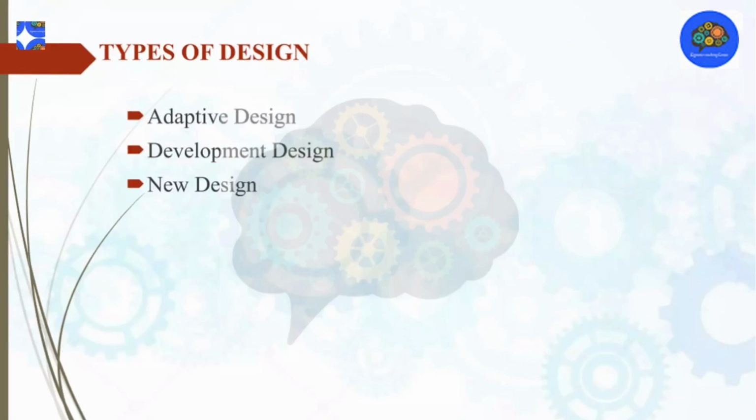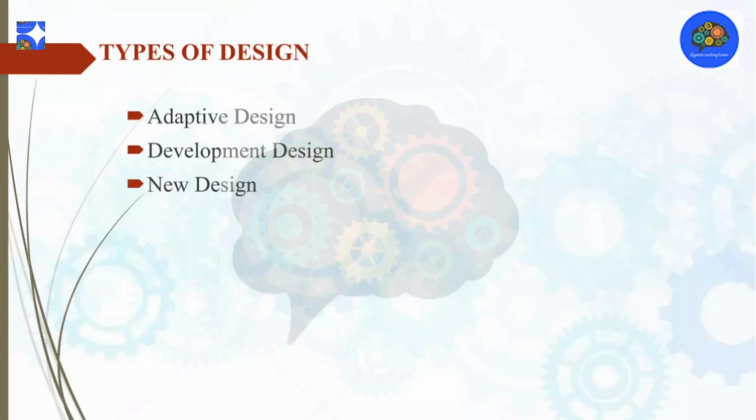One is the adaptive design, and then another one is development design and the new design. Adaptive design means we have already created another product. We have already created one product which we are having, and then adapting to that design we are creating another design based on the first design. Okay, that is called adaptive design.